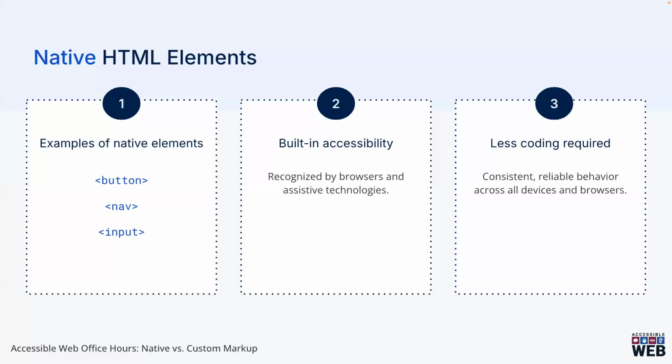Native HTML elements like button, nav, and input are inherently accessible because they come with built-in semantics and behaviors recognized by browsers and assistive technologies. For instance, the button element is automatically identified as a button by screen readers, and it can be operated using both a mouse and a keyboard without any additional scripting.